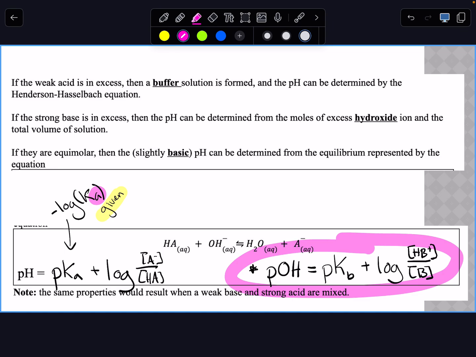Yeah, Brian. Is it supposed to be for the base one that HB plus is on top and B is on the bottom, and for the acid one it's the other way around? It is, yeah. So always the conjugate of the original is the one on the top. Does that make sense? Good question though. Any other questions before we try a problem?